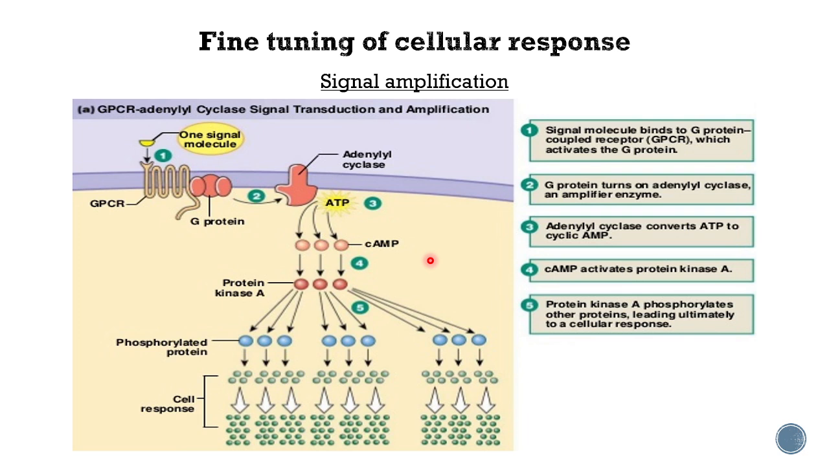So in this case, the signal has been amplified. It has become stronger, because there are now more downstream molecules in the signal transduction pathway. 3 cAMP. So not 1 to 1, now 1 to 3.